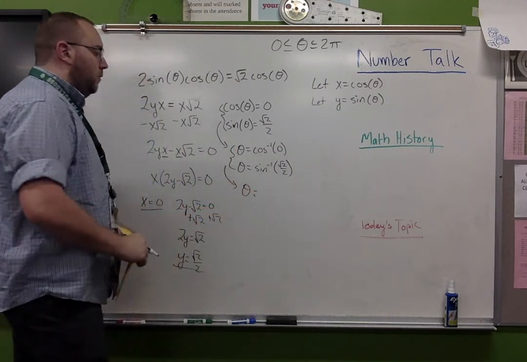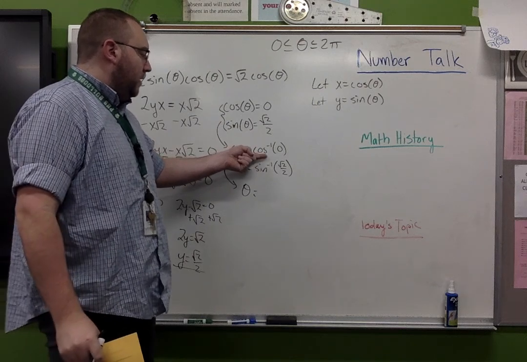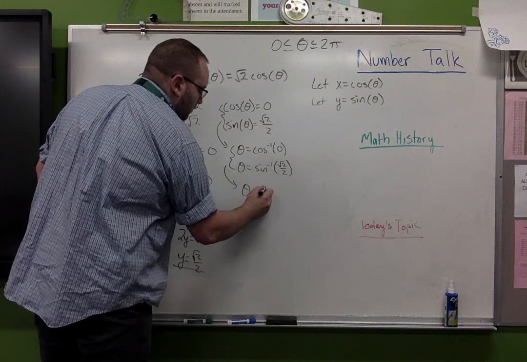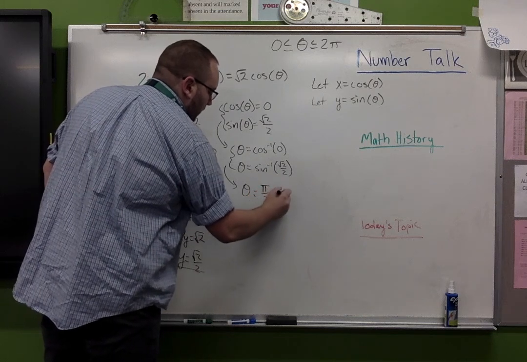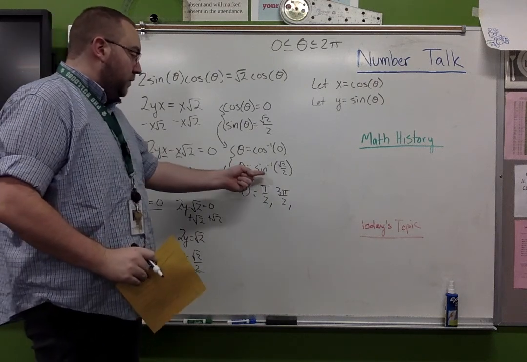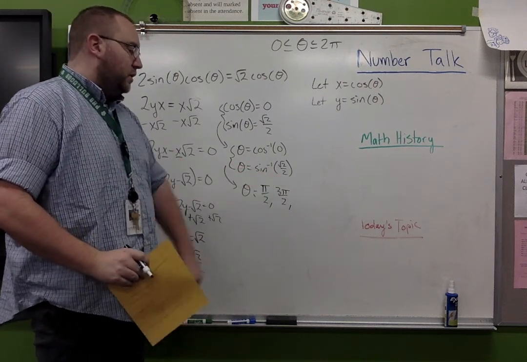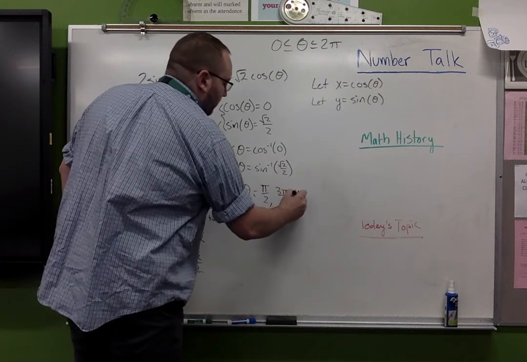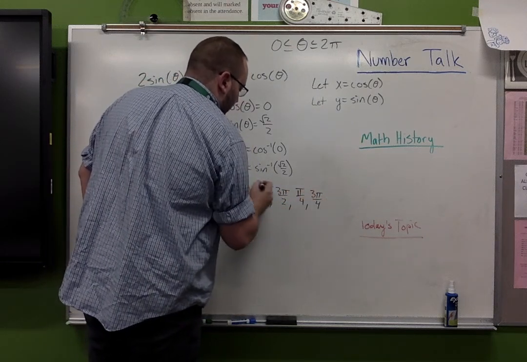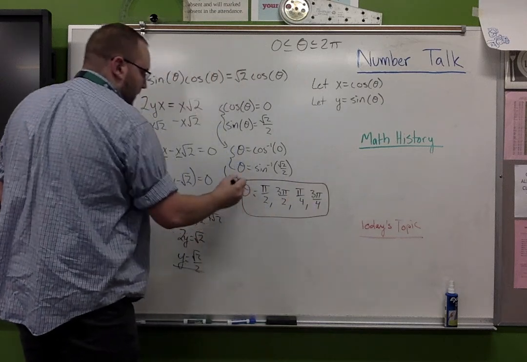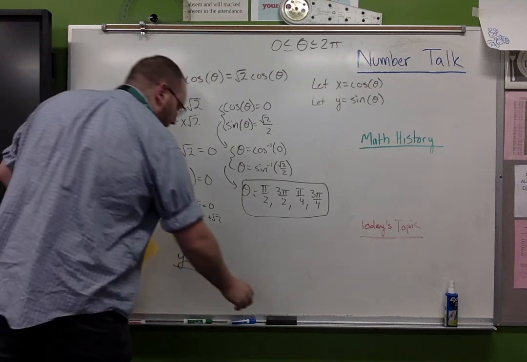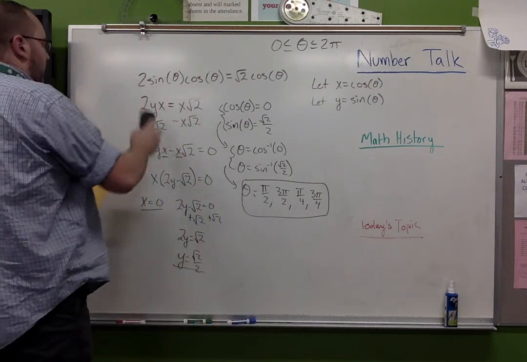Theta equals, what angles, when you take their cosine, give you 0? Well, that's pi over 2, 3 pi over 2. And then what angles, when you take the sine, gives you square root of 2 over 2? That's pi over 4 and 3 pi over 4. Okay, and that's your answer. Okay, let's go on to the next one.